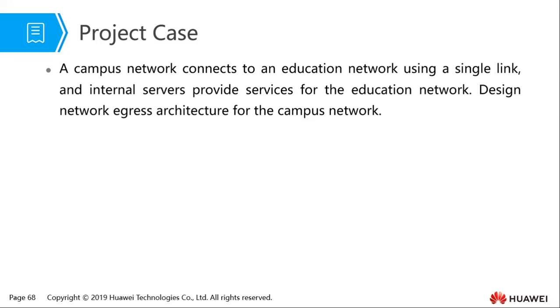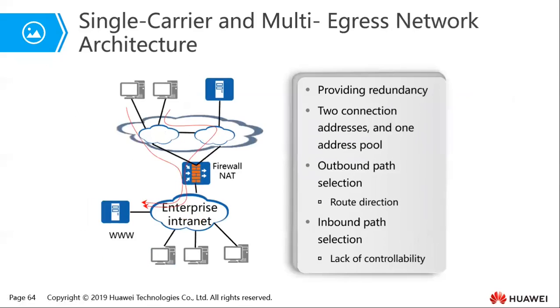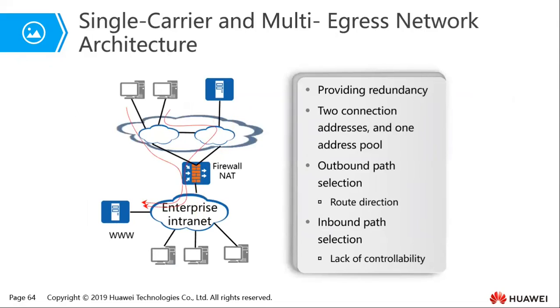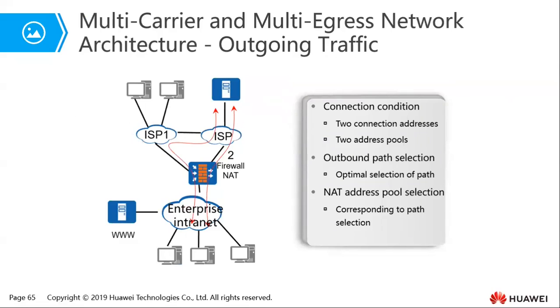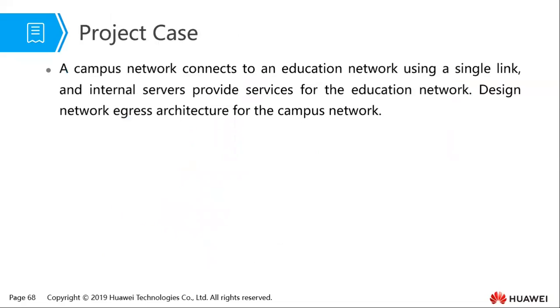So what we're asking here really is, which of these architectures that we've just looked at is most appropriate for this scenario? Which one? Is it single carrier multi-egress? Is it single egress network architecture? Which one is most appropriate? Anyone who can mention something?